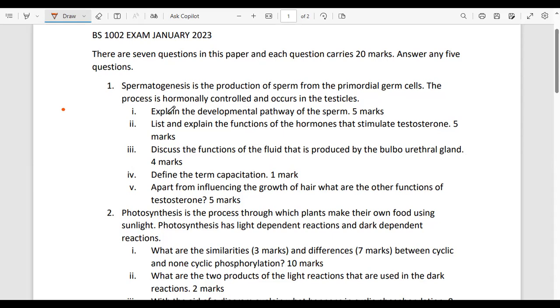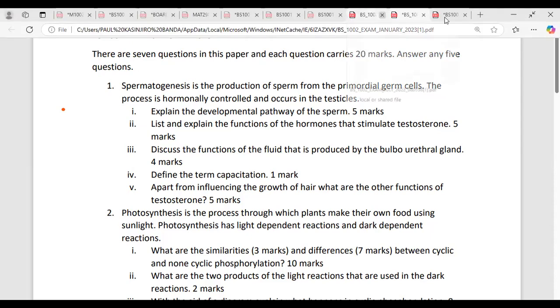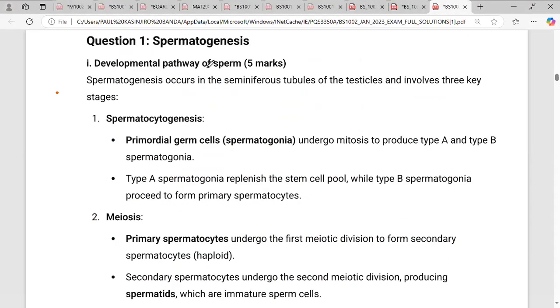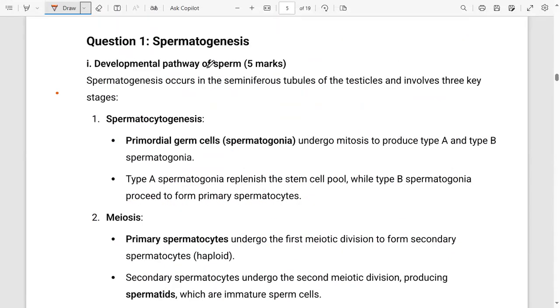Then the first question says, explain the developmental pathway of the sperm. They just want you to explain how this sperm is produced. I've outlined the steps here. When you talk about sperm production, or the developmental pathway of the sperm, you're simply talking about what we call spermatogenesis. Under this developmental pathway, we have 3 main stages.